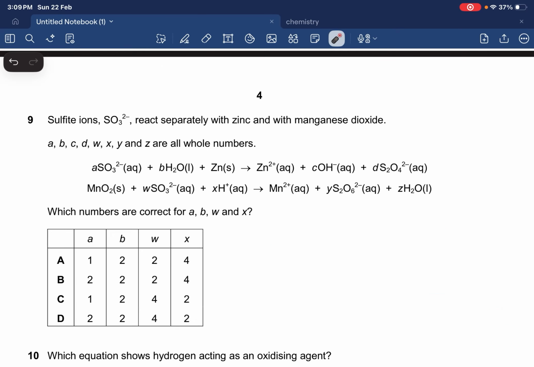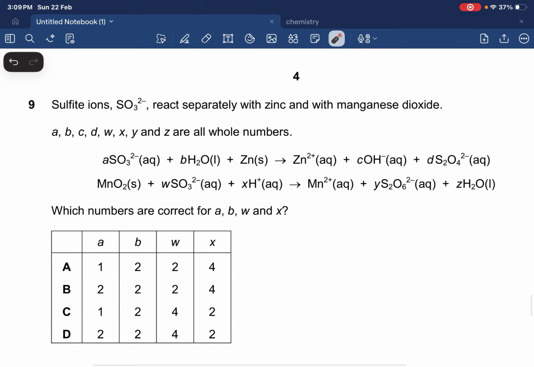I hope you got it. So now we have a question of redox balancing. Redox balancing is the easiest stuff in the entire chemistry. I'm not even joking, that's the easiest thing you can get. So you're lucky if you get these equations. Trust me, you're lucky. I'm going to show you what we're going to do. We need to figure out A, B, W, X.